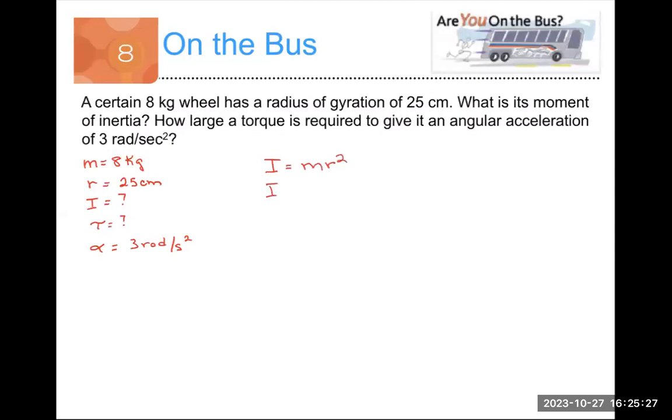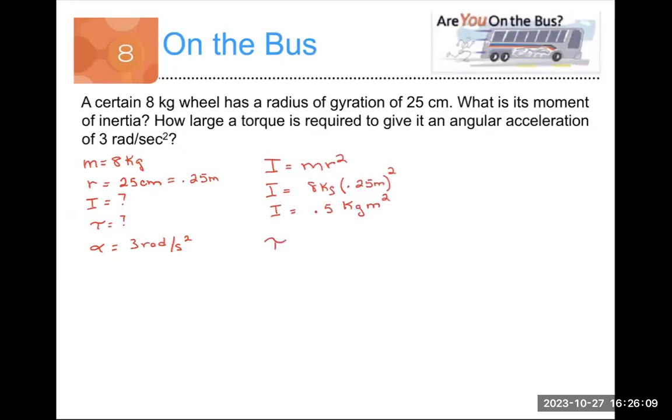So therefore, our moment of inertia is going to be 8 kilograms times r squared. But now we see r is in centimeters, so we know we have to convert it to meters. So that's 0.25 meters. So we're going to multiply that by 0.25 meters, and that's going to be squared. So therefore, our moment of inertia is going to be 0.5 kilograms meters squared.